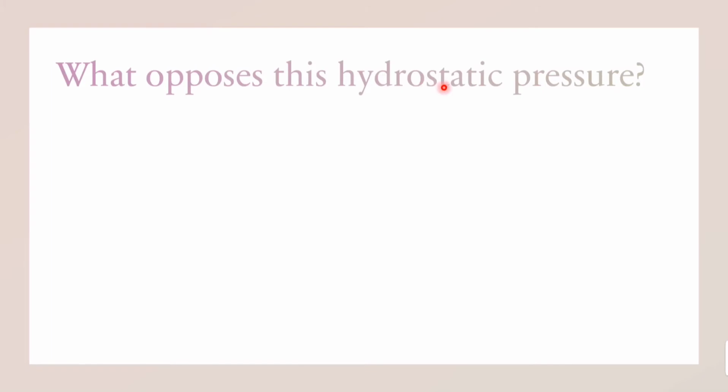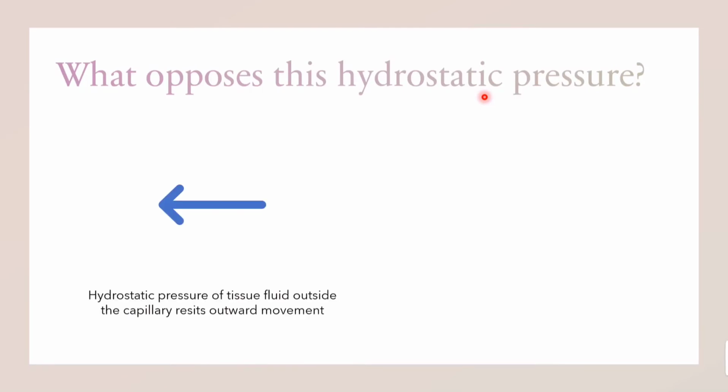So what opposes this hydrostatic pressure? Because our hydrostatic pressure does let the tissue fluid be forced into the tissues, but there must be some forces opposing this. So the hydrostatic pressure of the tissue fluid outside the capillaries resists outward movement. So this is the hydrostatic pressure of the tissue fluid already in the tissues, and this resists the pressure of the tissue fluid inside the blood moving into it.